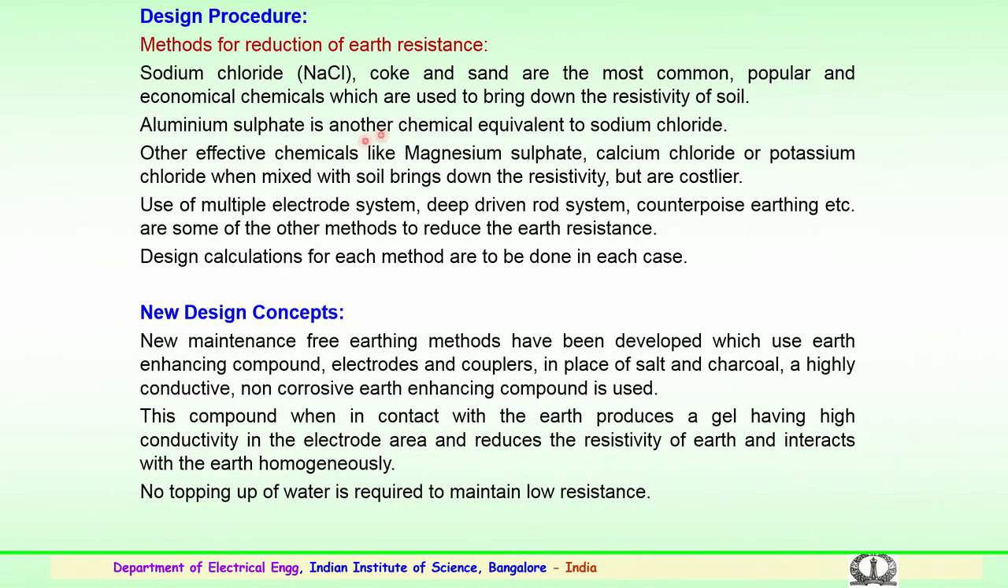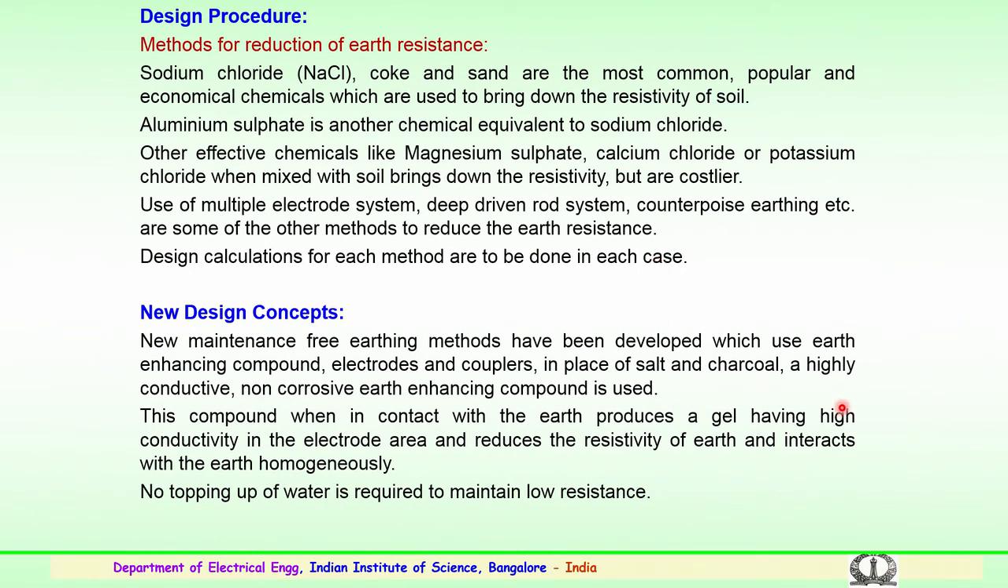But these magnesium sulphate, calcium chloride or potassium chloride could be costlier in comparison to the sodium chloride or the other salts. So, the use of multiple electrode system, a deep driven rod system, or going in for counterpoise earthing etc., are some of the other methods which are normally followed to reduce the earthing resistance. So, the design calculations for each method are to be done case by case, depending upon the soil, depending upon the area where the substation is being constructed.